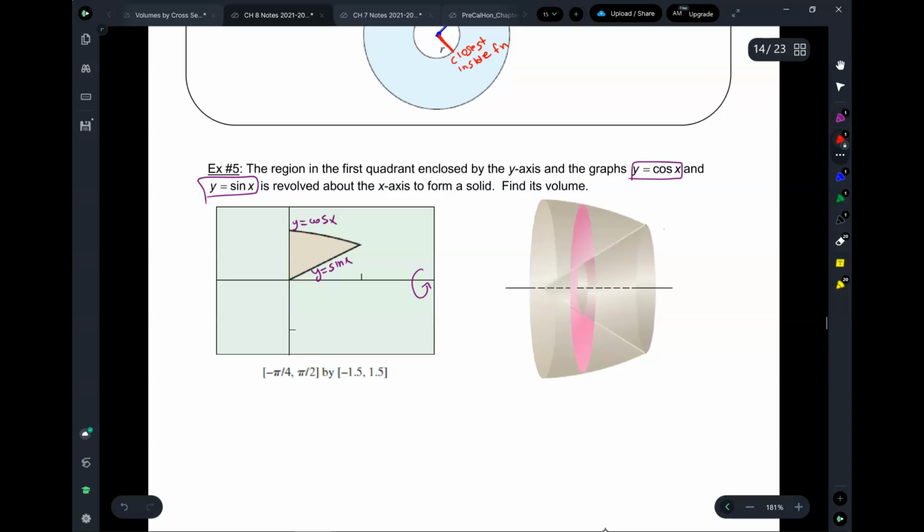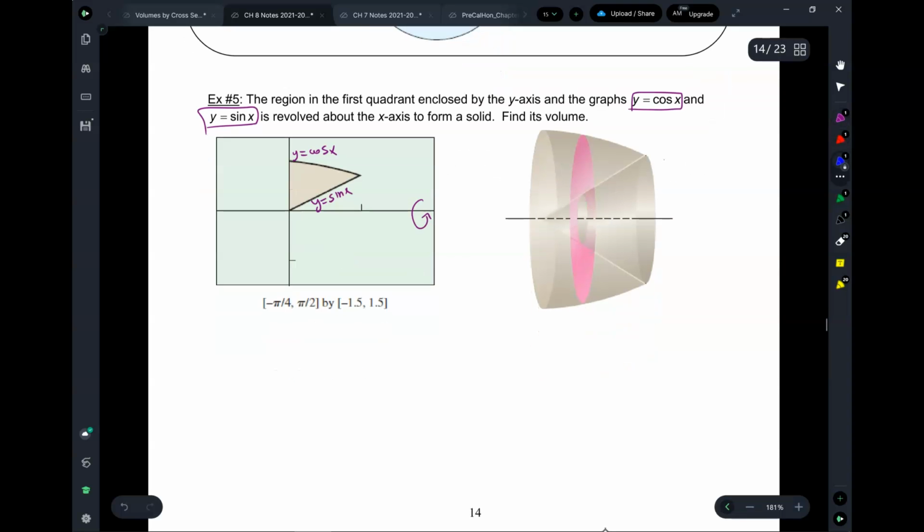Okay, so now, the radii. How do you do the radius? We need to find what big R is and we need to find what little r is. Big R, what's the axis of revolution? What is it revolving around? It's the x-axis. So you're going to go from that axis up to the farthest function. That's big R. It's cosine x.